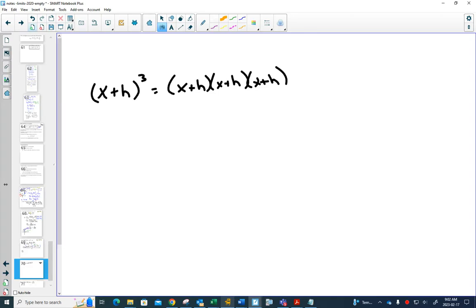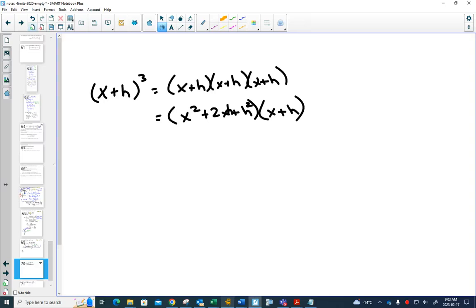So you have some options, okay? Option 1, I will go with the oldest method that you would know how to do, if you went back to grade 10 math. In grade 10 math, you would take 2 of these and multiply them first. x plus h times x plus h is x squared plus 2xh plus h squared. And then multiply by another x plus h.